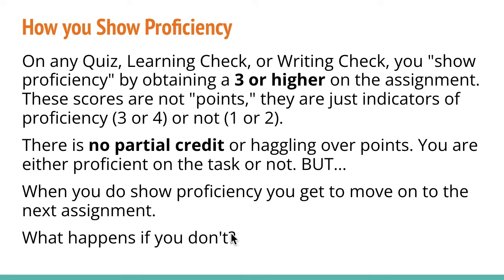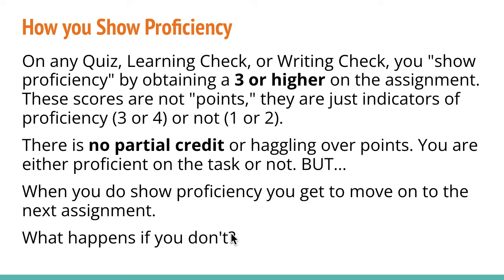How you show proficiency on any quiz, learning check, or writing check is by obtaining a score of 3 or higher on the assignment. Now, these are not traditional points, really, but they do indicate whether or not you have demonstrated proficiency. So as I said before, there's no partial credit or haggling over how many points were assigned on a particular quiz or exam or anything like that. You're either proficient on the task at hand or not. However, when you do show proficiency for a particular assignment or task, you'll get to move on to the next assignment or the next task.